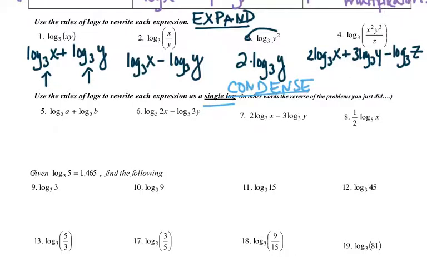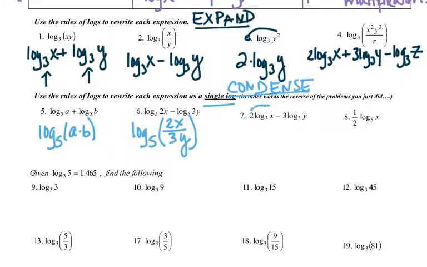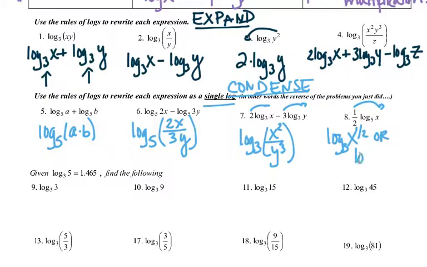So log base 5 of a plus log base 5 of b is the log base 5 of a times b. Log base 5 of 2x minus log base 5 of 3y is the log base 5 of 2x over 3y. Numbers in front become powers. Subtraction becomes division, x squared over y cubed. And then here that becomes a power, so it could be x to the 1/2, or since 1/2 is square root, you could write it like that.